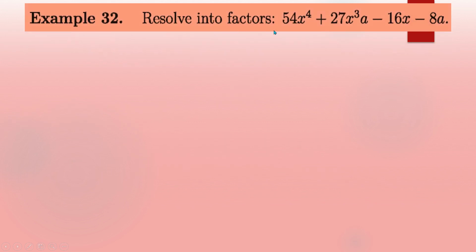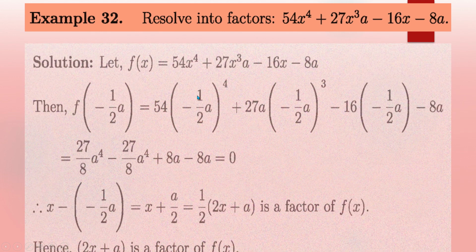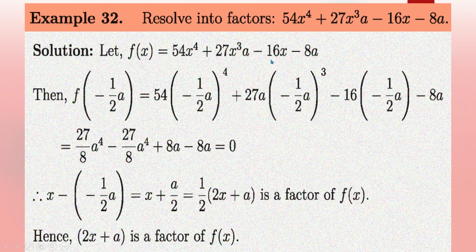Now example 32, resolve into factors. This is the same process as before. There are two variables, one is x and another one is a, but we take a as a constant, so we can take f of minus half a. We can also use plus half a or minus half a.